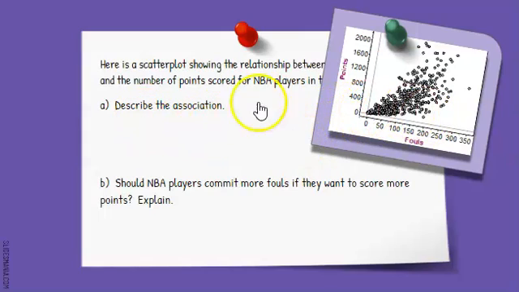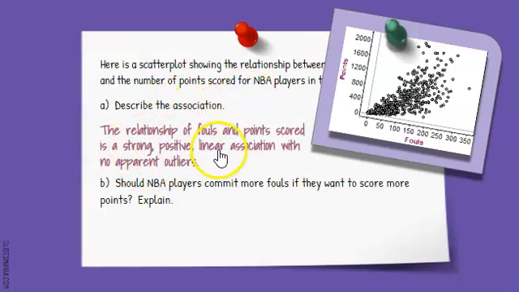Describe the association. So this is a kickback to the very first section when we described scatter plots and we used DOFs, right? So the relationship of fouls and points scored is a strong, positive, linear relationship with no apparent outliers. So I have context, and I've covered all the DOFs: direction, outliers, form, and strength.